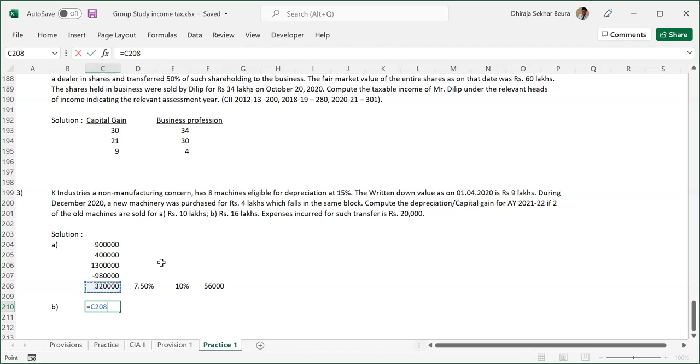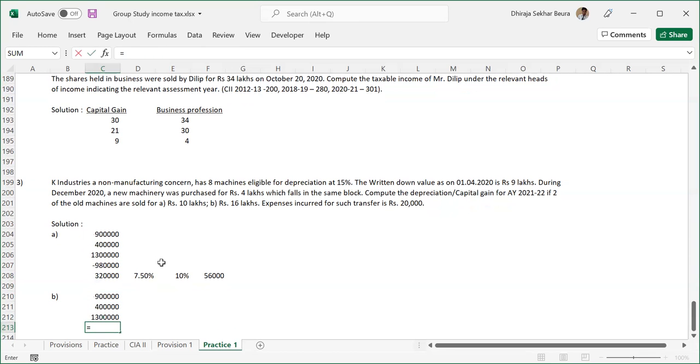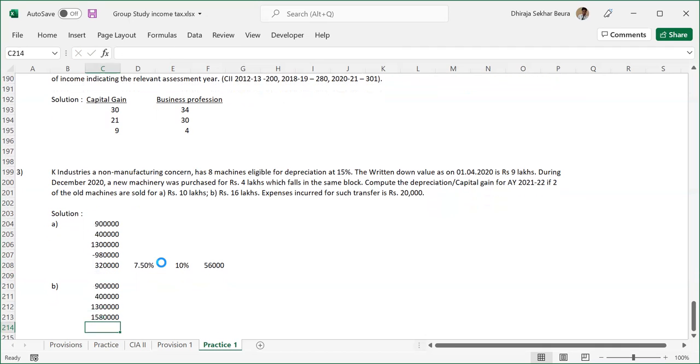Now let's look at the calculation once more. For B part, 9 lakhs was our opening WDV, 4 lakhs was purchased, so the total was 13 lakhs. You sold for 16 lakhs and your expenses were 20,000, so 16 lakhs minus 20,000 is our sale consideration. Our sale consideration is more than the value of the block of asset. Here is a case where our sale consideration, even for a few machines, is more than the block of assets. In that case, we will consider it as a sale of the whole block only.